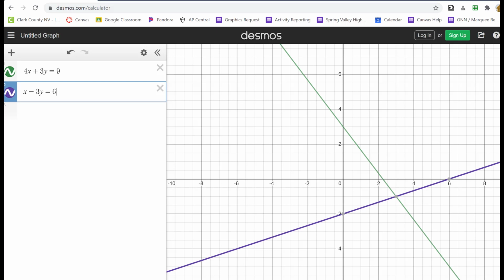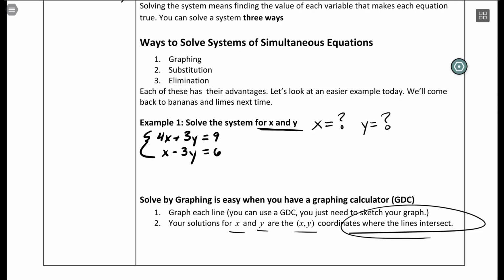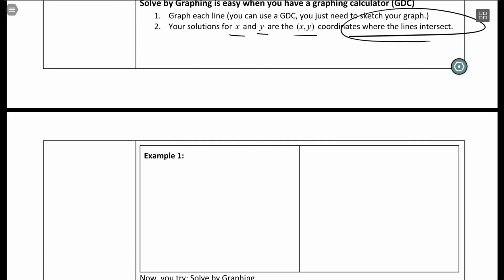So here we see we've got our 2 graphs. And look at how easy this is when you have a graphing calculator. That's where these 2 lines intersect. They intersect at the point 3, -1. So that's my solution. Can I just write down x equals 3 and y equals -1? Not exactly, okay? But that is our solution, so we can go ahead and at least write it down. X equals 3 and y equals -1.